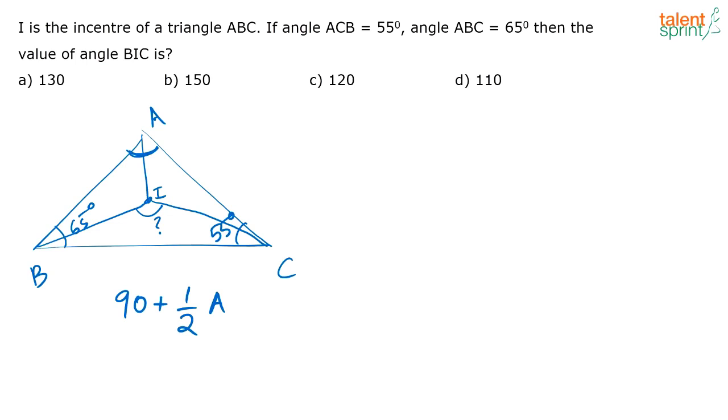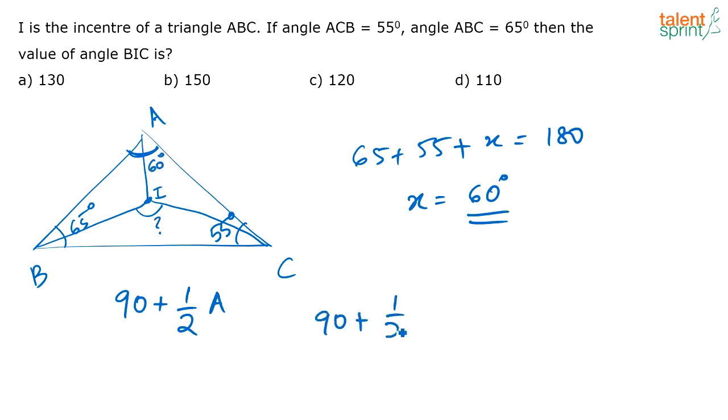That's what the property says. So directly put in the values. This is 65, this is 55. Again, the sum of angles of a triangle is 180 degrees. So 65 plus 55 plus A is equal to 180 degrees, or directly you can get A equal to 60 degrees, correct? So angle A is 60 degrees. So if this is 60 degrees, what is this going to be? It's going to be 90 plus half of 60, or 90 plus 30, that is equal to 120 degrees.